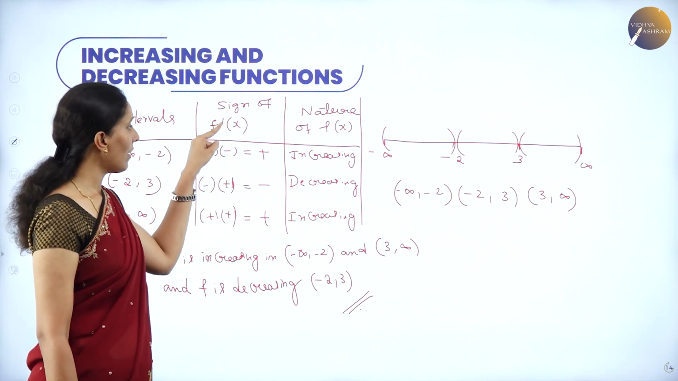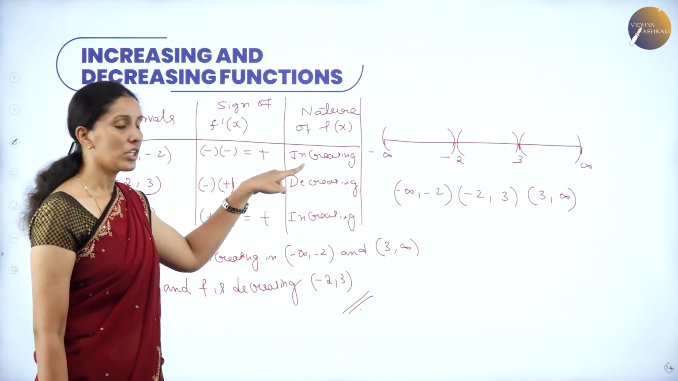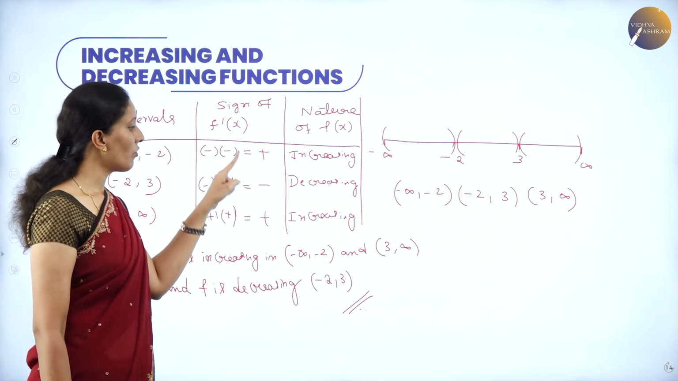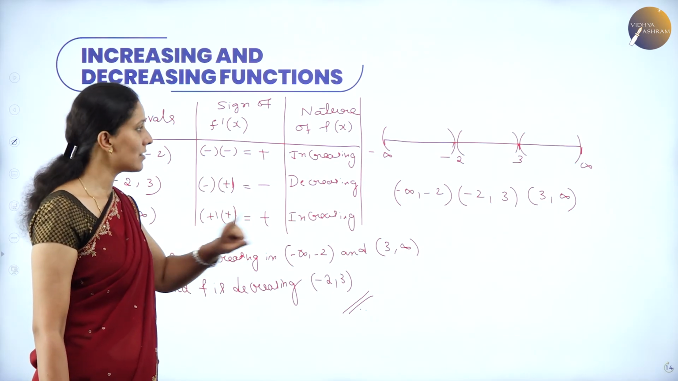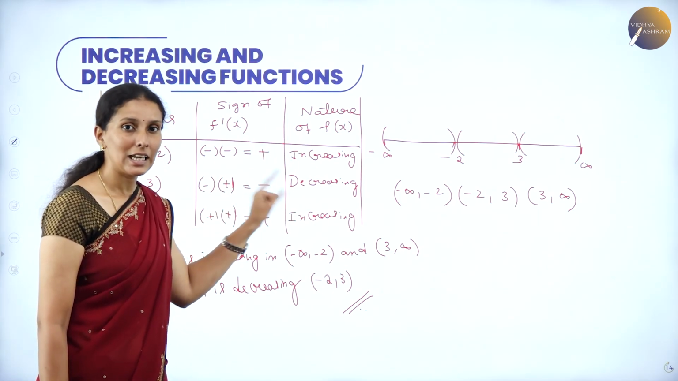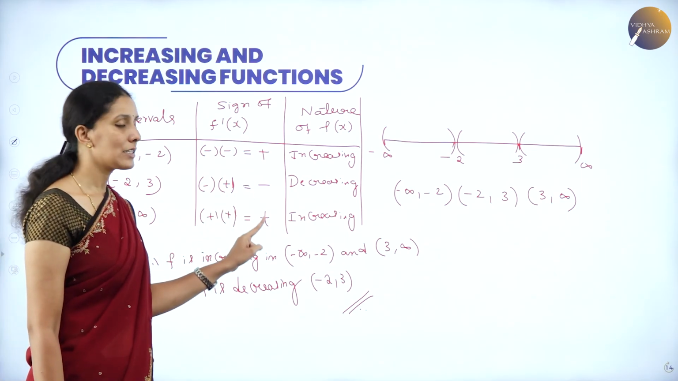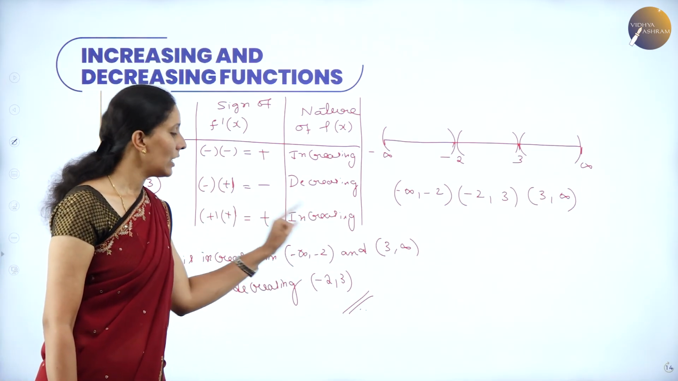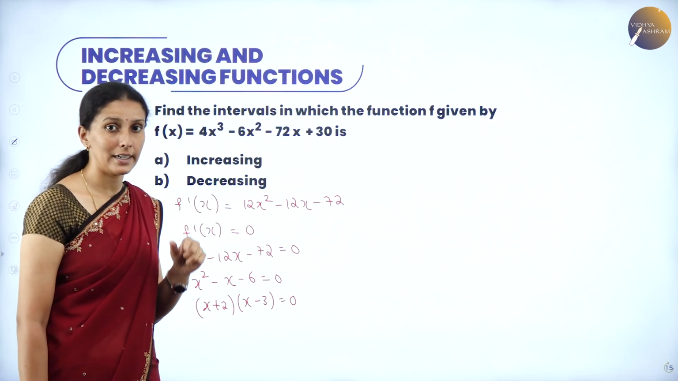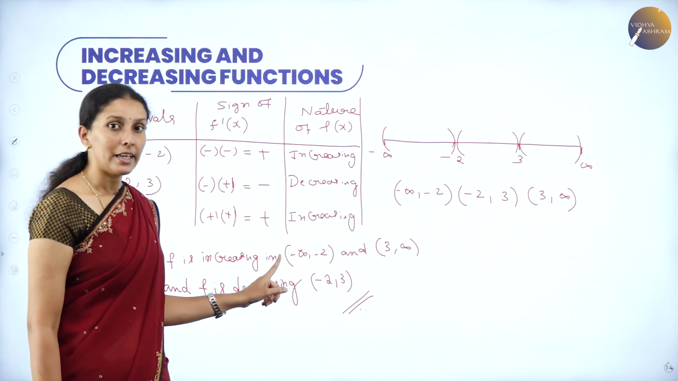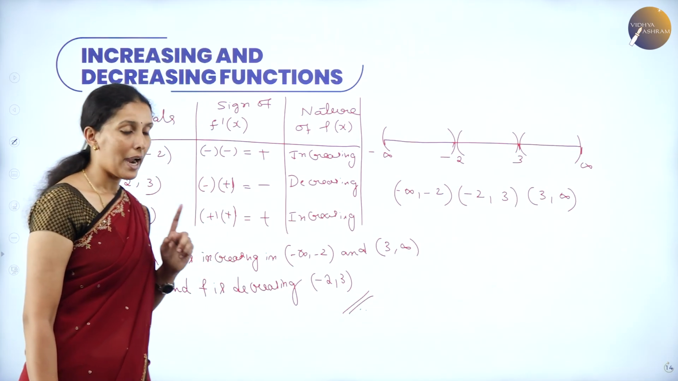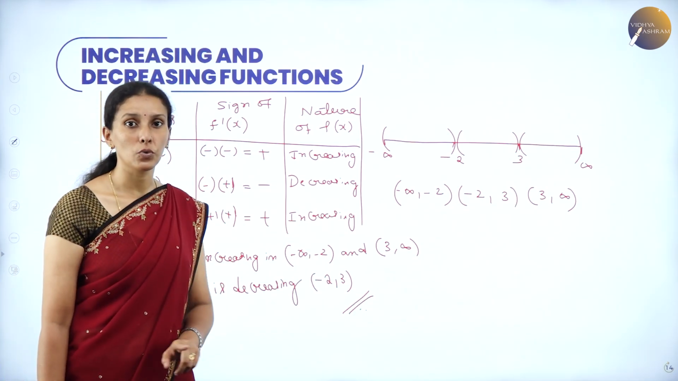So here we can clearly see from the intervals f dash of x, both are negative and hence it becomes positive. Whenever f dash of x is positive, the nature of the function is increasing, and here it is negative and positive, so therefore negative. F dash of x is negative, which is less than 0. That means the nature of the function is decreasing, and here both are positive and hence it is a positive quantity. Therefore the function is increasing, and hence the function f of x is equal to 4x cube minus 6x square minus 72x plus 30 is increasing in the interval minus infinity comma minus 2 and the interval 3 comma infinity, and it is decreasing in the interval minus 2 comma 3.